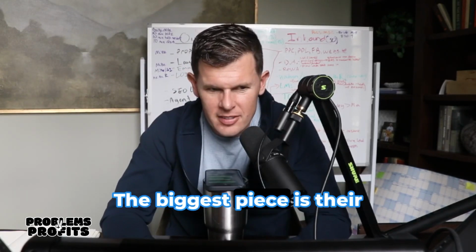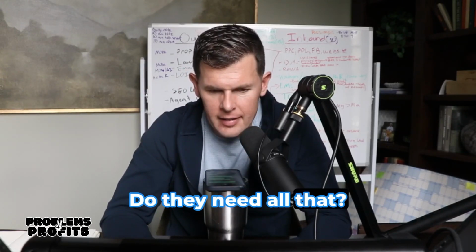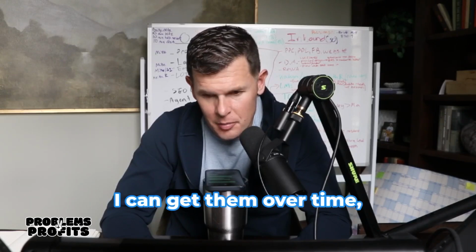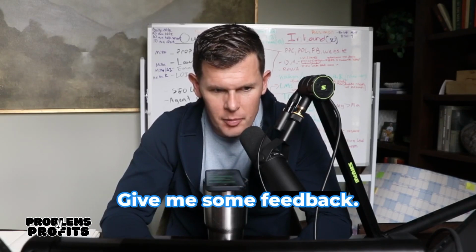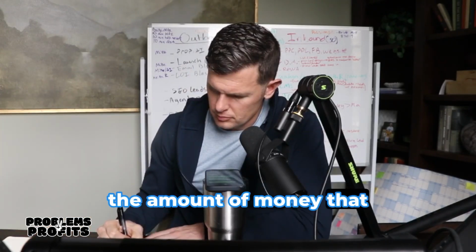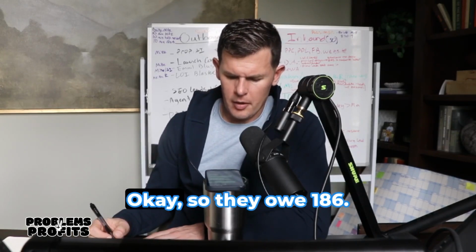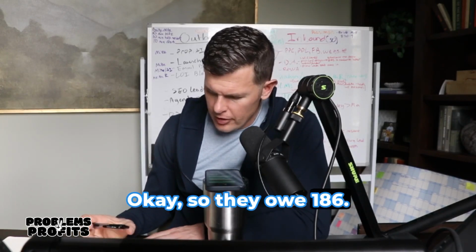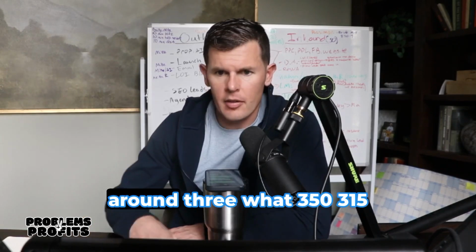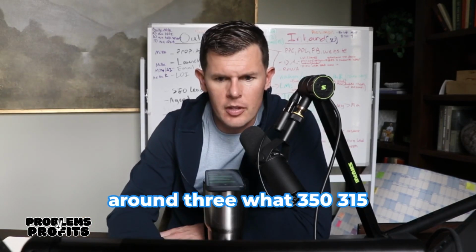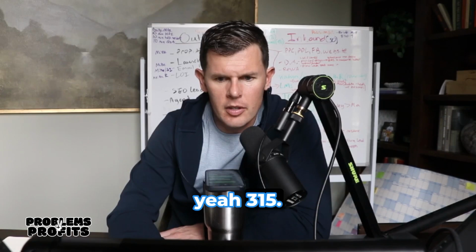The biggest piece is their equity, right? Do they need all that? That's the hardest thing for me to get them. I can get them over time, but give me some feedback on the amount of money that they can make work. Okay, so they owe 186. I know you guys are listed around 350. 315. 315, yeah. Okay.